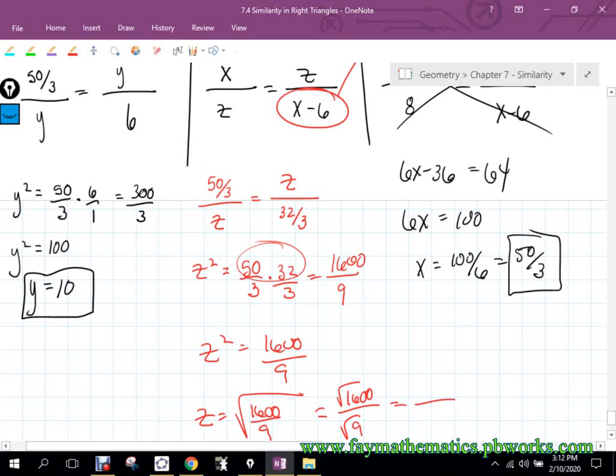What's the square root of 9? 3. What's the square root of 16? Would you get 16 times 100 is 1600? What's the square root of 16? 4. What's the square root of 100? 10, right? What's 4 times 10? 40. So z ends up being 40 thirds, okay? Which is a number I would not have gotten if I would have used 50 thirds as a decimal, okay? So that's why we do things as fractions. They make the upcoming algebra more convenient when we have to use additional algebra.